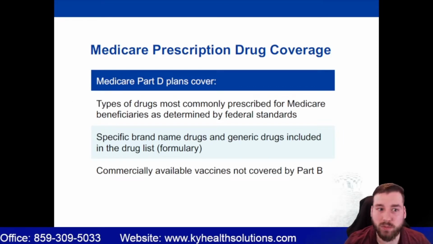So what do they cover? They cover most commonly prescribed drugs that are prescribed to Medicare beneficiaries, as determined by federal standards. Specific brand name drugs and generic drugs are usually included in the list. Commercially available vaccines not covered by Part B would be included in the Part D drug coverage, such as your shingles vaccine, which is usually covered by your Part D drug plan.